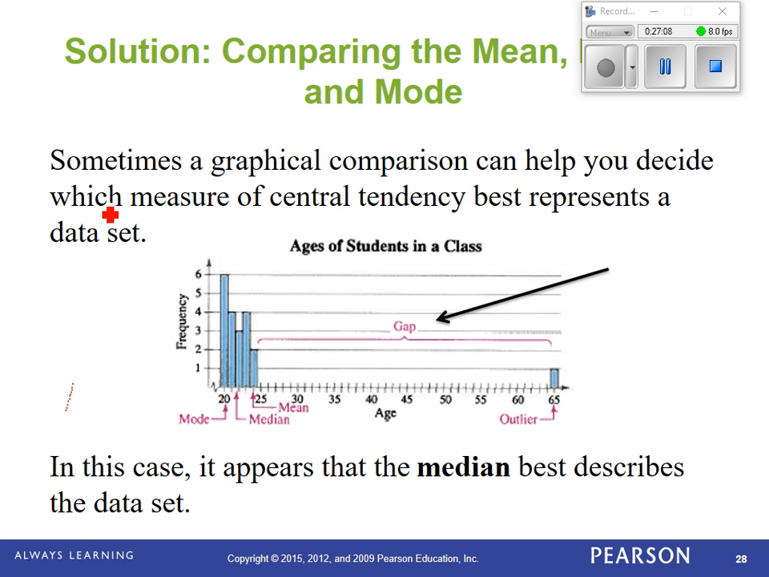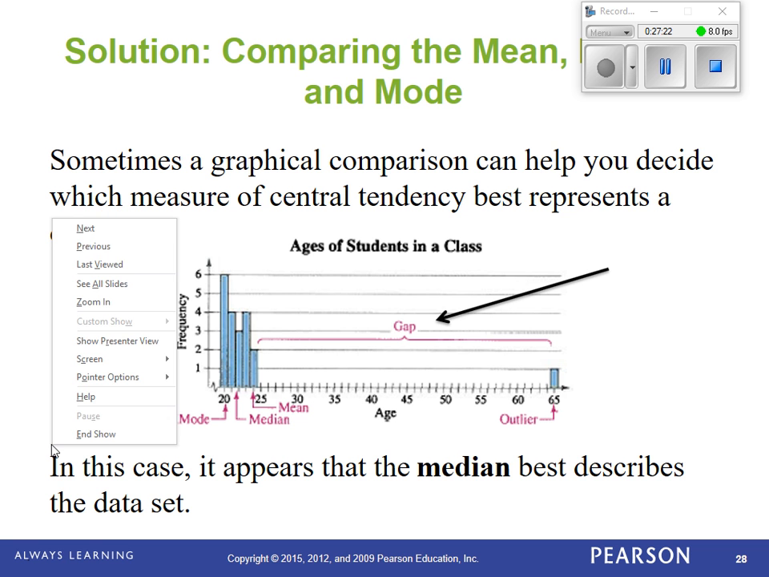Saying all the stuff that we just said. So sometimes graphically, if you were to show this graphically, notice where the person is that's 65, you have this big gap in between them and everybody else.